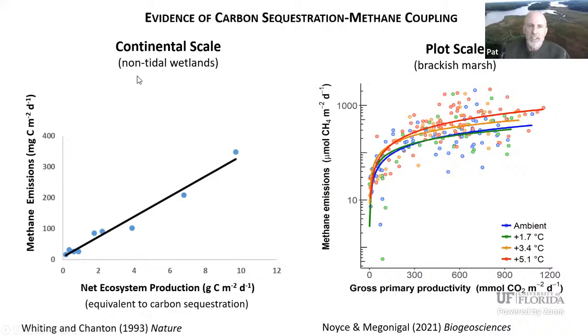Now on the left is an example at a continental scale from a paper published quite some time ago. And these are non-tidal wetlands in this case. On the right is an example from the SmartX experiment that I've been talking about, same relationship at a plot scale, and one that also varies with temperature. Notice that that is a log scale. And so at +5 degrees C, we're seeing much, much higher rates of methane emissions. Now, to understand why this has to be, why this is an absolute rule of biogeochemistry, I offer you this explanation.